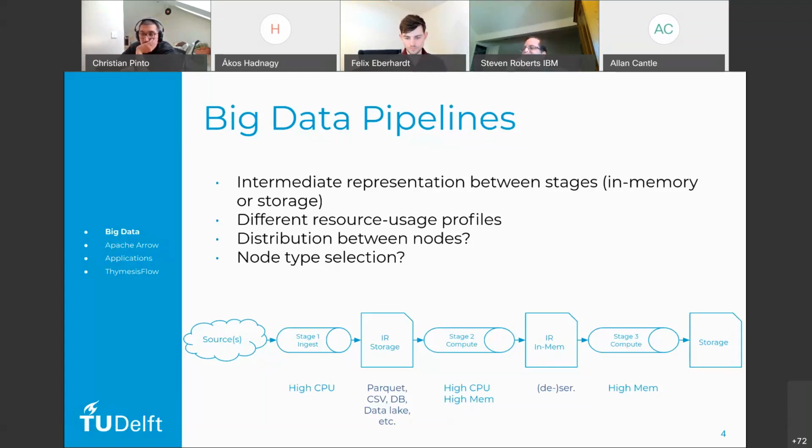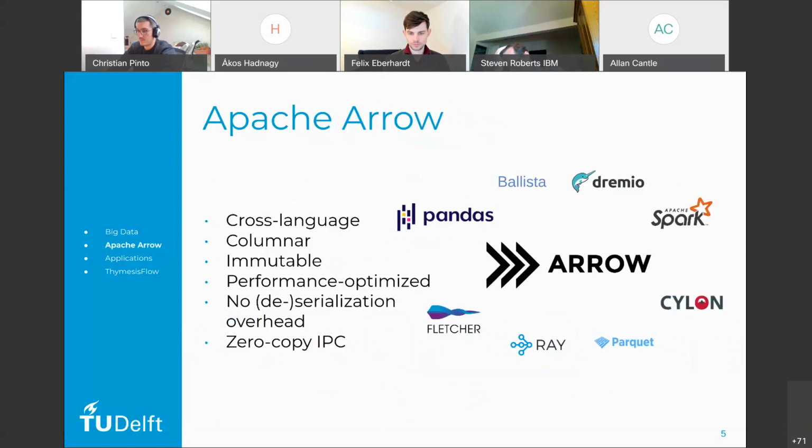You would have to choose a node type with a particular amount of resources. But if you deploy this whole application on a single node, you see that we have stage 2 that uses high CPU and also a lot of memory. Stage 3 only uses a lot of memory. So even if you try to select the right node type, you're already doomed. So how can we solve this?